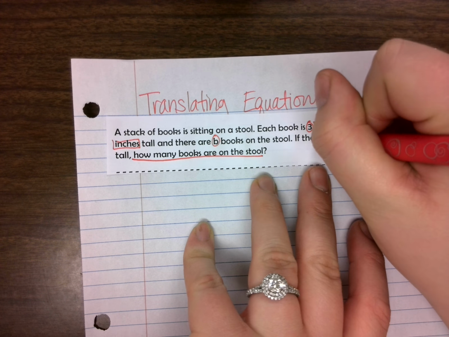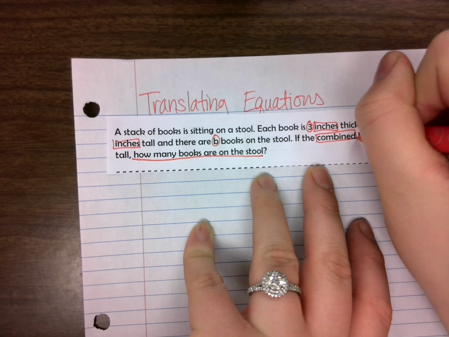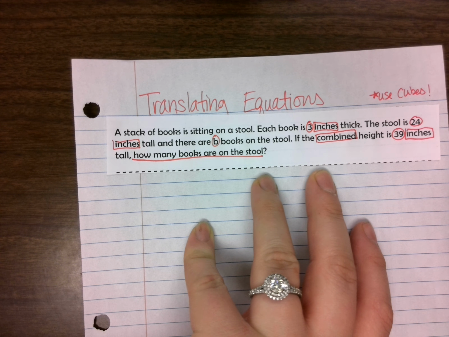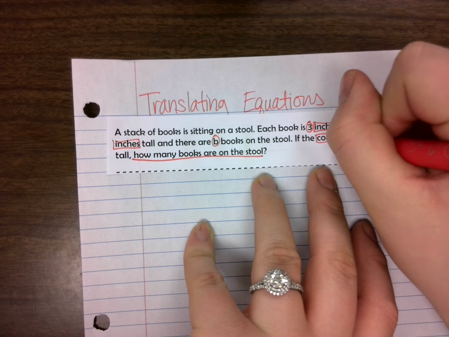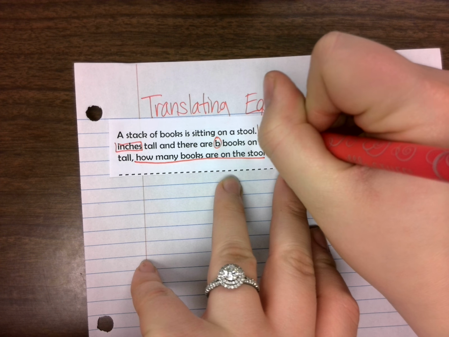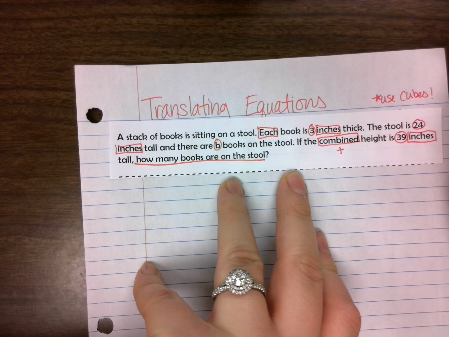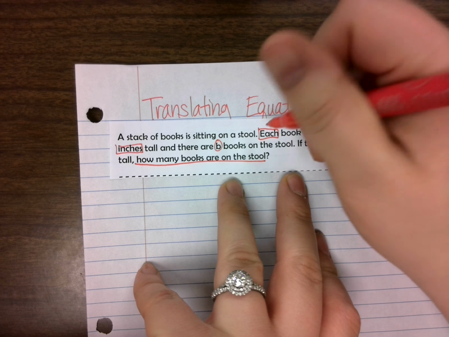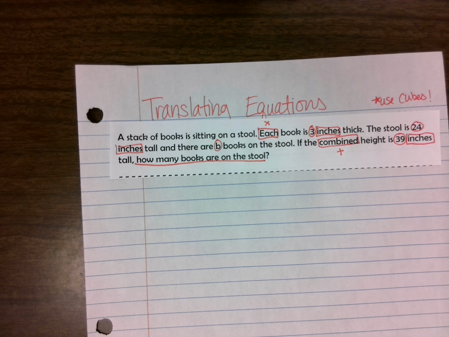We also have the word combined, which is important. What does combined tell us? Combined tells us that we need to add. We have one more keyword, and that is each. What does each tell us? Each tells us that we need to multiply. If you forget these keywords, please look up at the posters that we have in our rooms to help you figure it out.